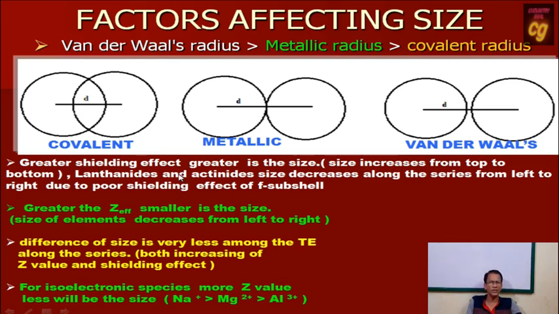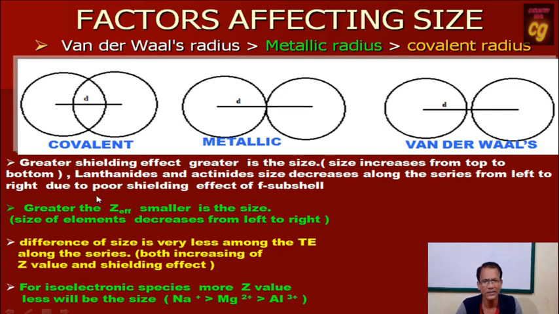Then, the greater the shielding effect, the greater the size. Shielding effect means opposing tendency; if the shielding effect is more, then size will be more. Size increases from top to bottom due to increasing shielding effect.